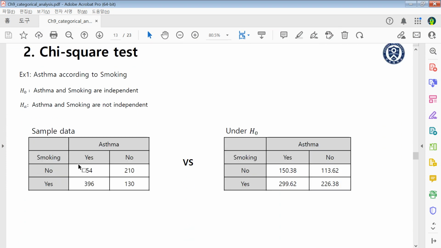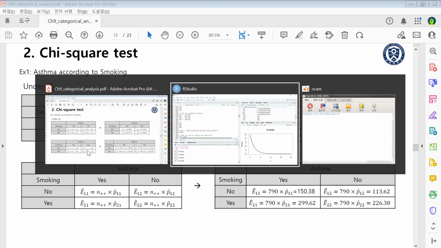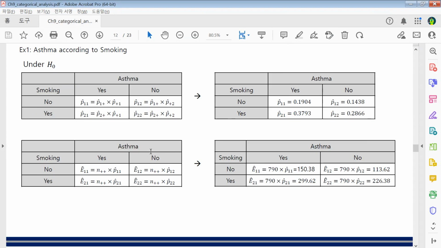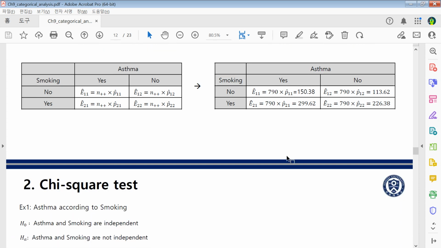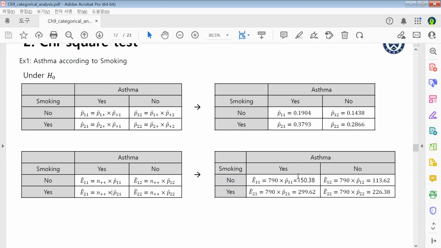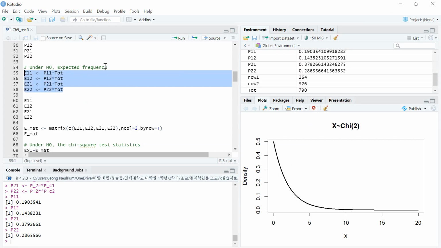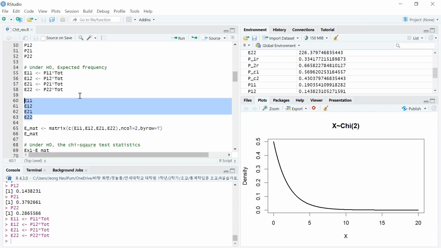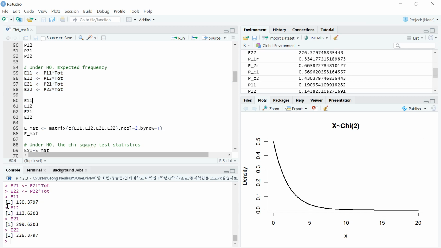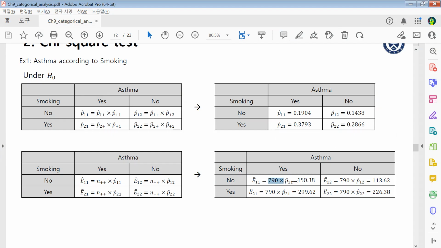To make the expected frequency, we multiply each probability again with our total, the sum of all the values, so that we can get the real expected frequency. This is why I use this formula. And then if you check each value, you can see that these four values are identical to these four values in this contingency table.